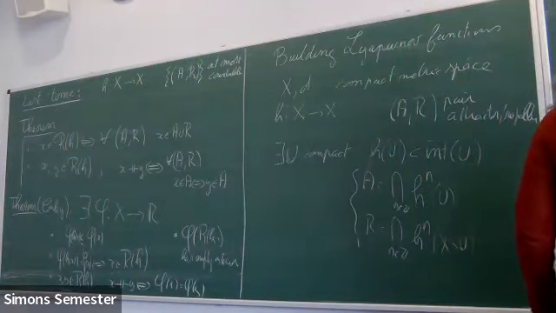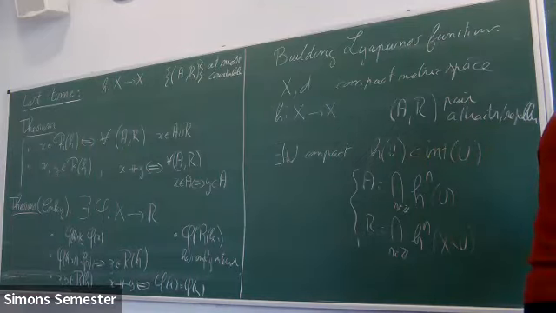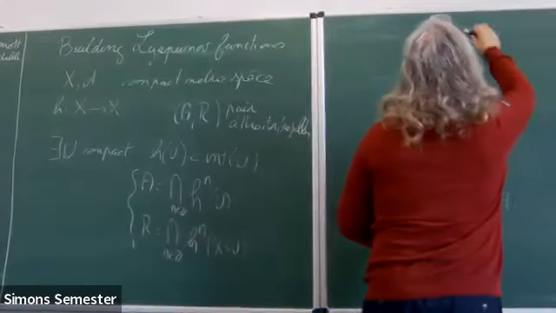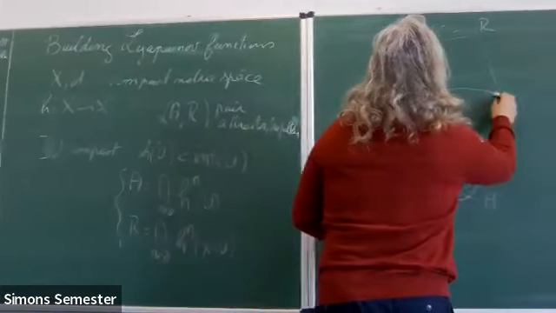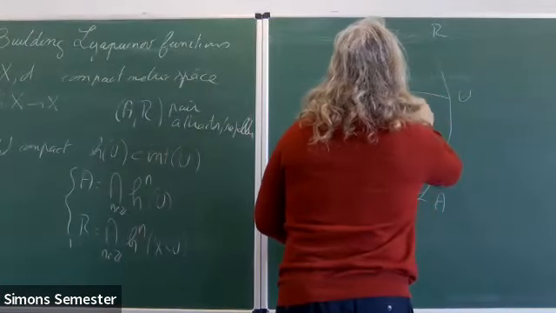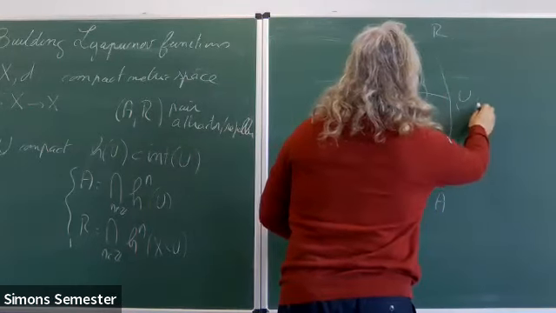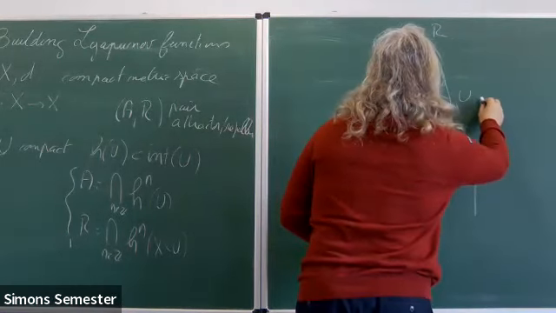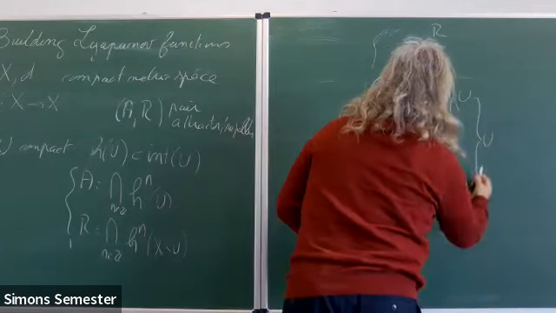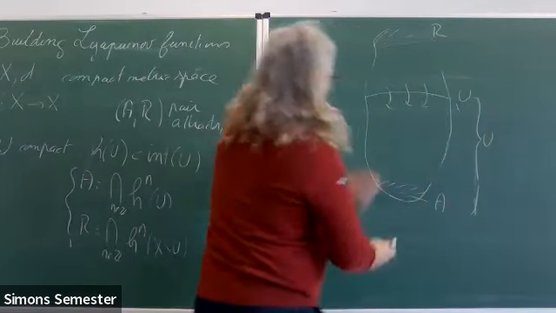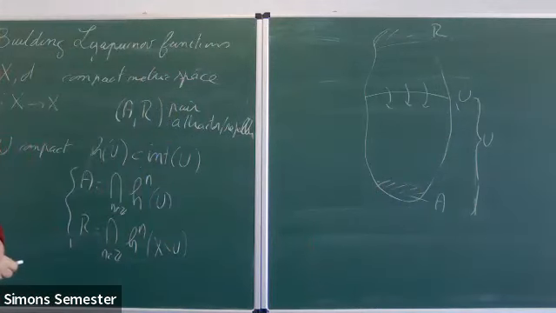So I have my X. I have my attractor, my repeller. And I have this attracting region U, which is sent inside. So U is this part. Okay, and the dynamic is going down. And with that, you want to build a function which decreases along the orbit.